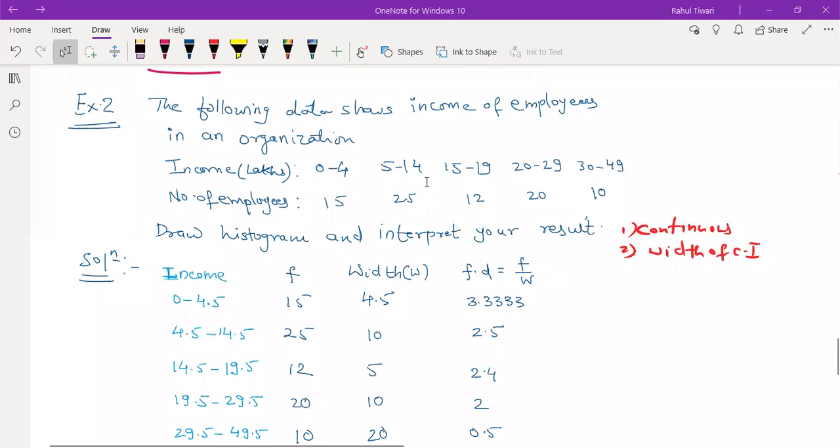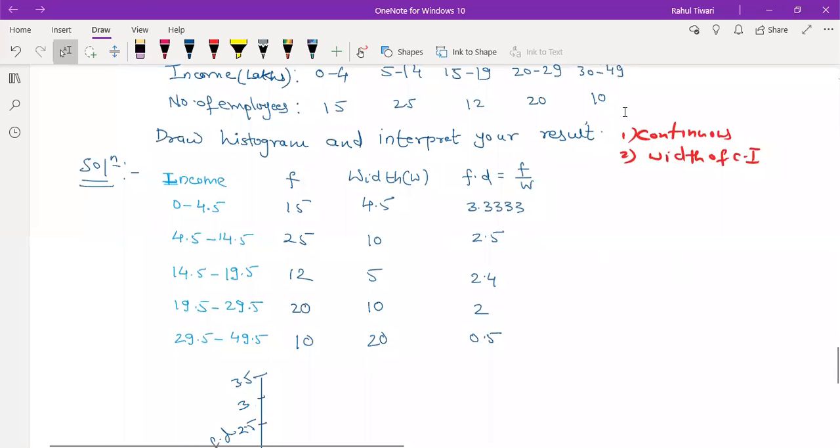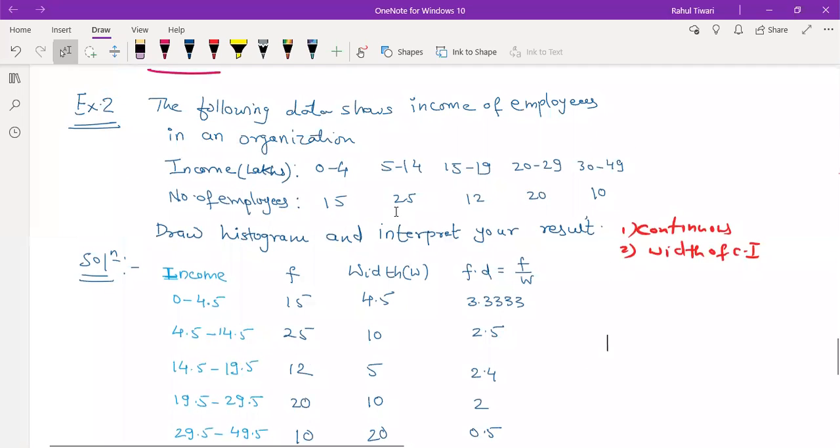Example number 2. You may see that there is an income data we have, and we have a number of employees, which is your frequency, and I need to draw the histogram for this data, and I have to interpret the result. So to draw the histogram, the initial condition was that your data should be continuous, right? That is the first condition. And the second condition is that the width of the class intervals will be the same.